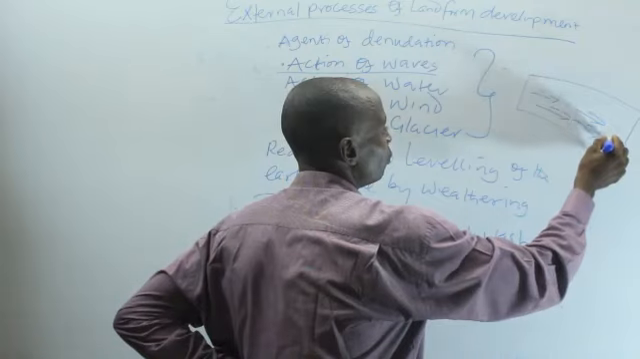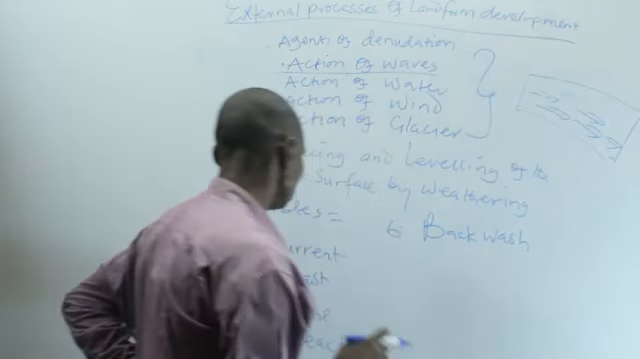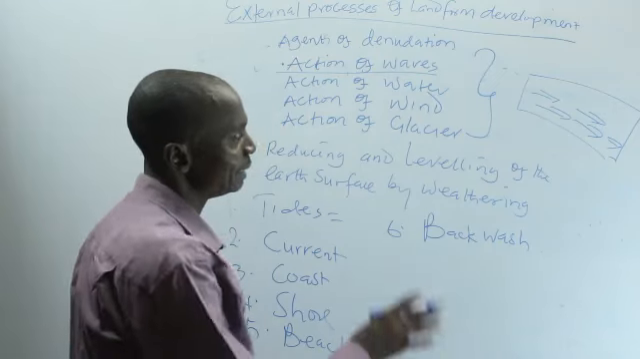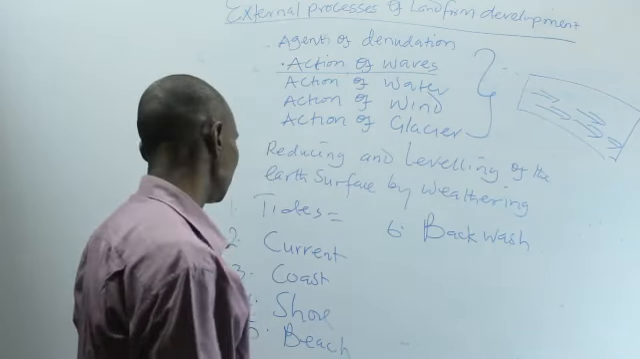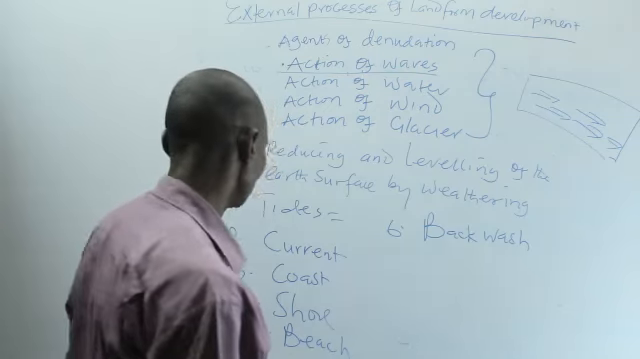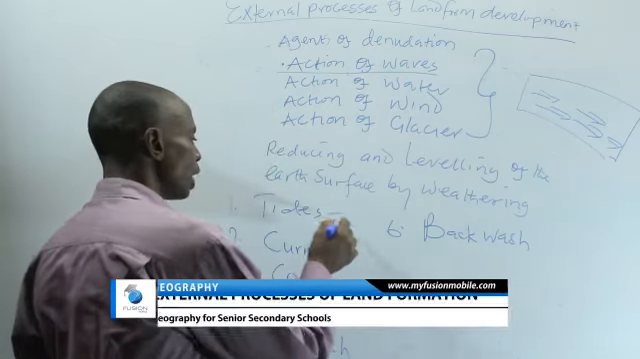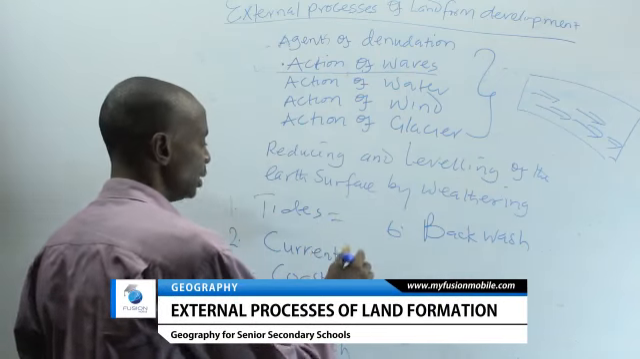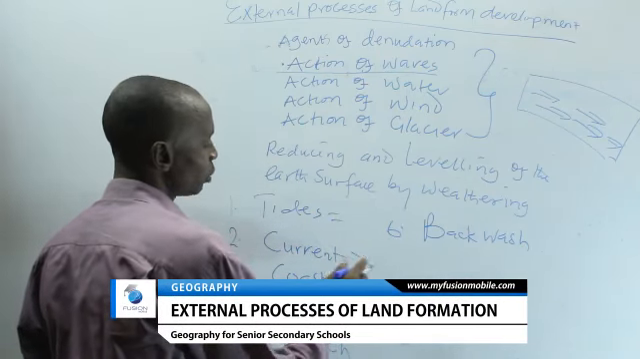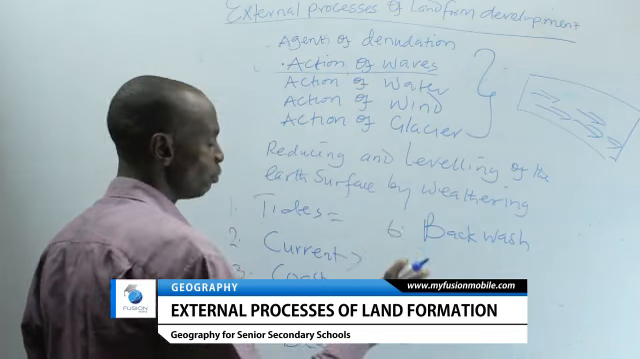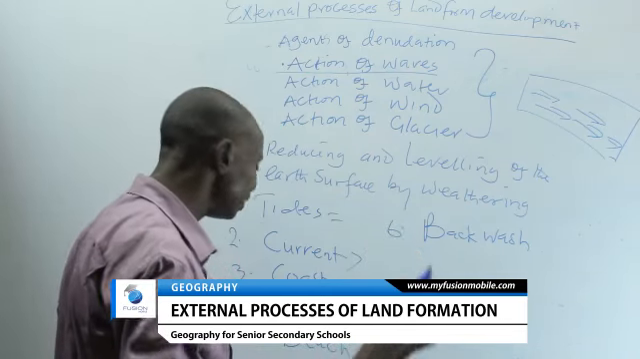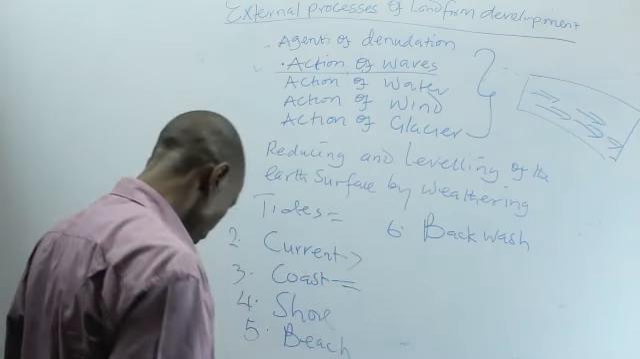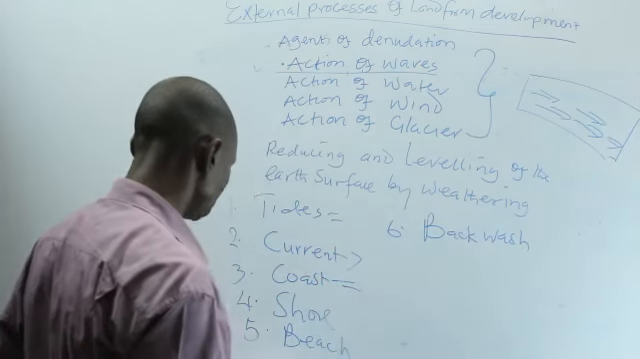This type of movement is what we call the ocean current, in a defined direction. So this one is the up and down movement, and it happens twice in a day. But in this case, we are talking about the direction of movement of water in a definite what? Definite direction. Then let's look at coast.